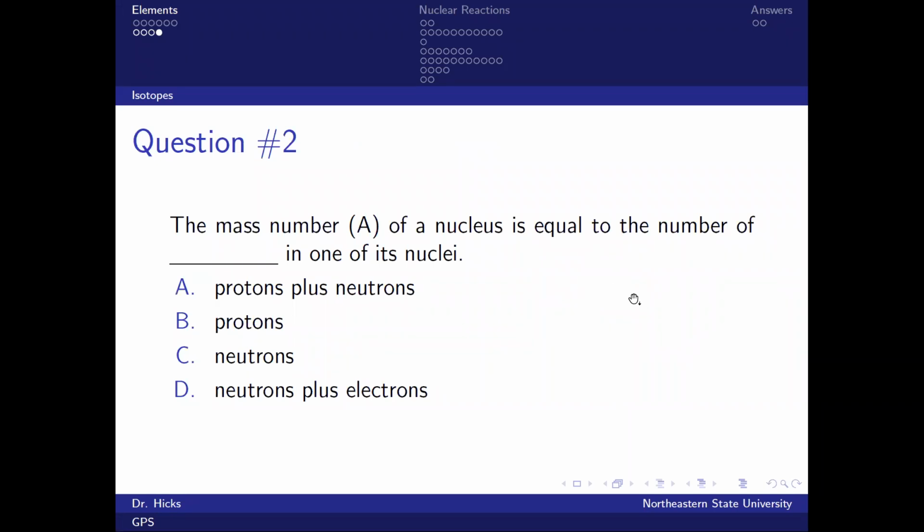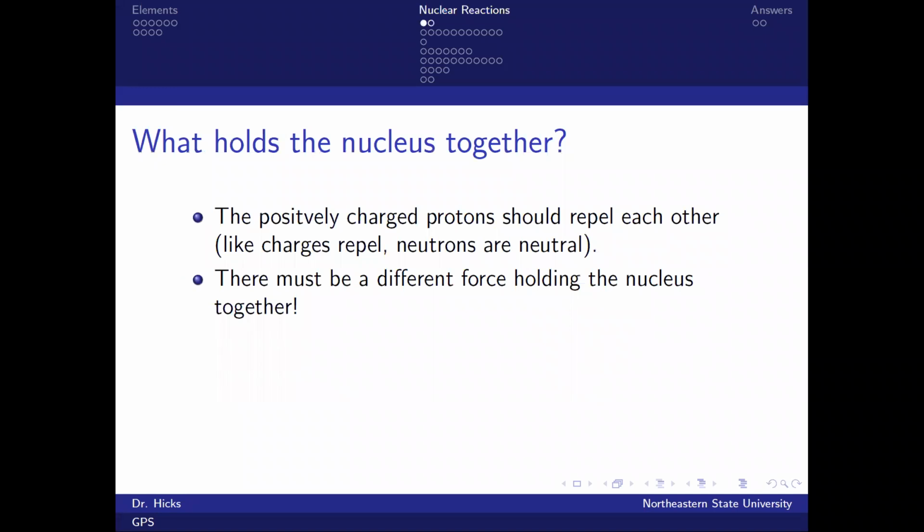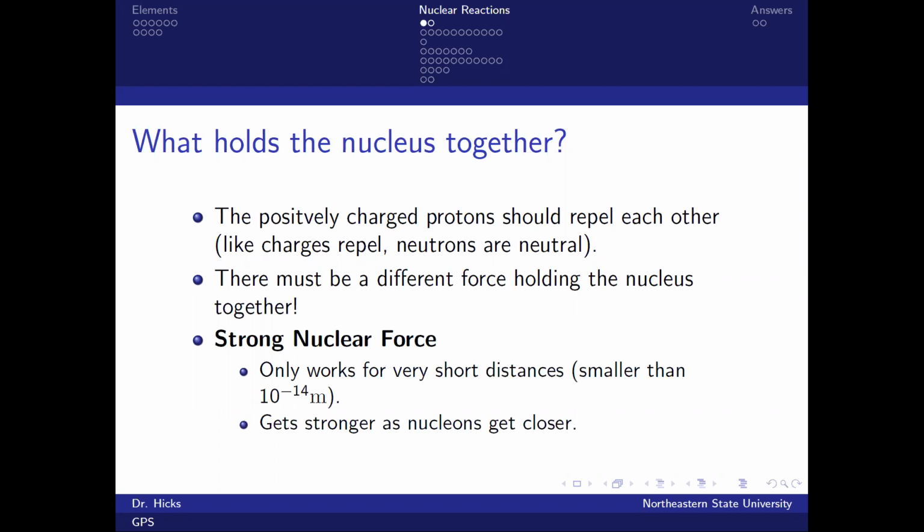Okay, here's question number 2. The mass number of a nucleus is equal to the number of what in one of its nuclei? Okay, so when we looked at the cartoony picture of the nucleus, it was a whole lot of protons that are stuck together. Those are all like charges and they should repel each other, but they don't. And what's going on is that there is another force that's holding the nucleus together, and that's called the strong nuclear force. What's weird about the strong nuclear force is that it only works for very short distances, about the scale of the nucleus, the diameter of a nucleus.